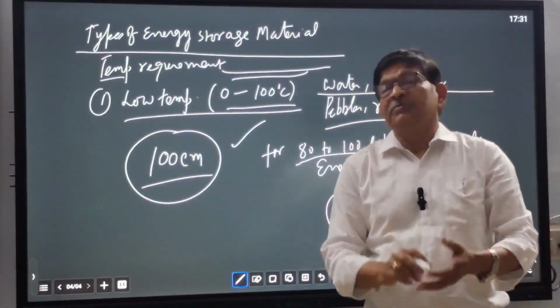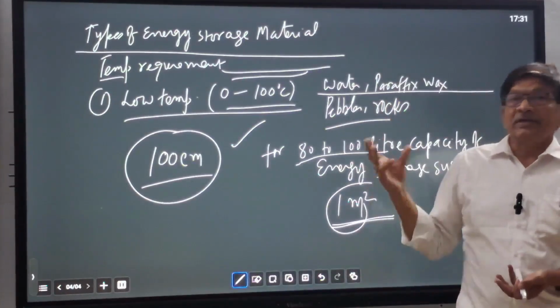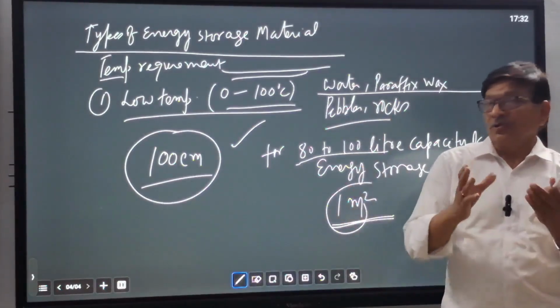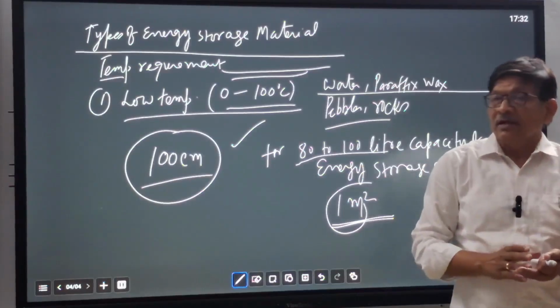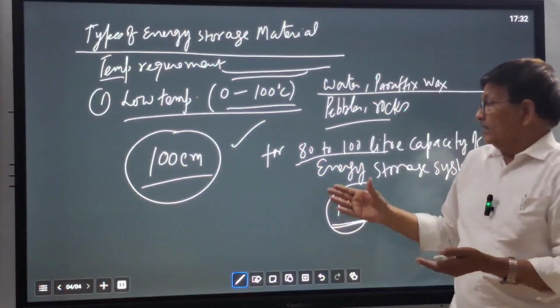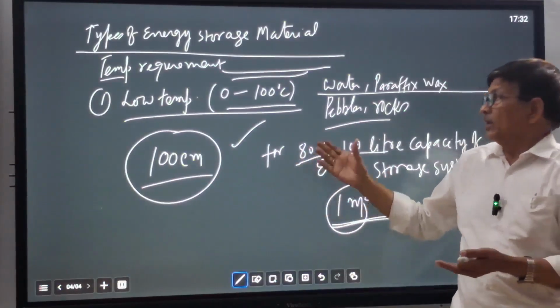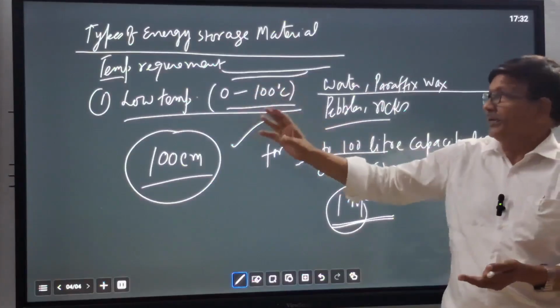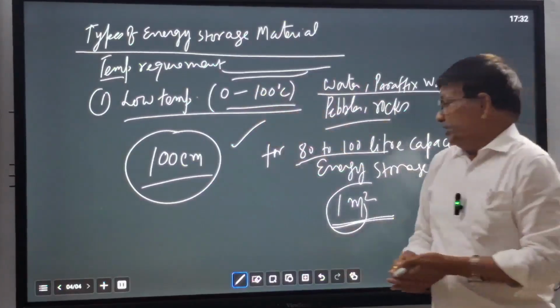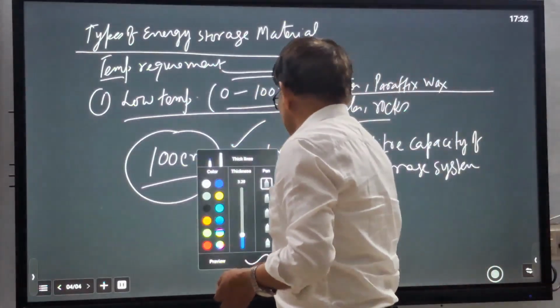Collector is a source which provides energy to the energy storage. It is a source which absorbs energy. We take energy from the sun or some other source and store it in liquid or any material, paraffin wax, rock wool, any material. It can store energy. So next one is medium temperature.